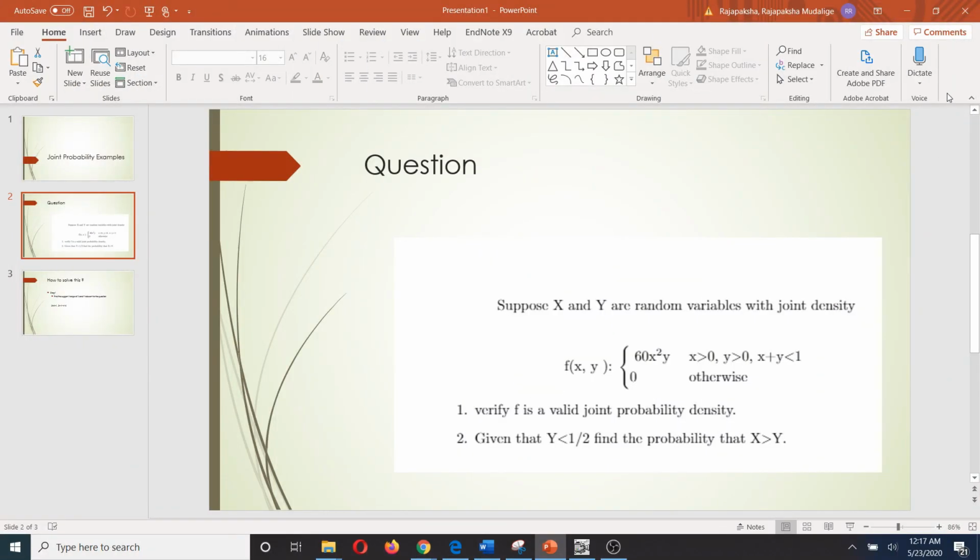So after calculating the final answer, you will see that for this question 2, the final answer will be 3 over 80, or it is 0.0375.